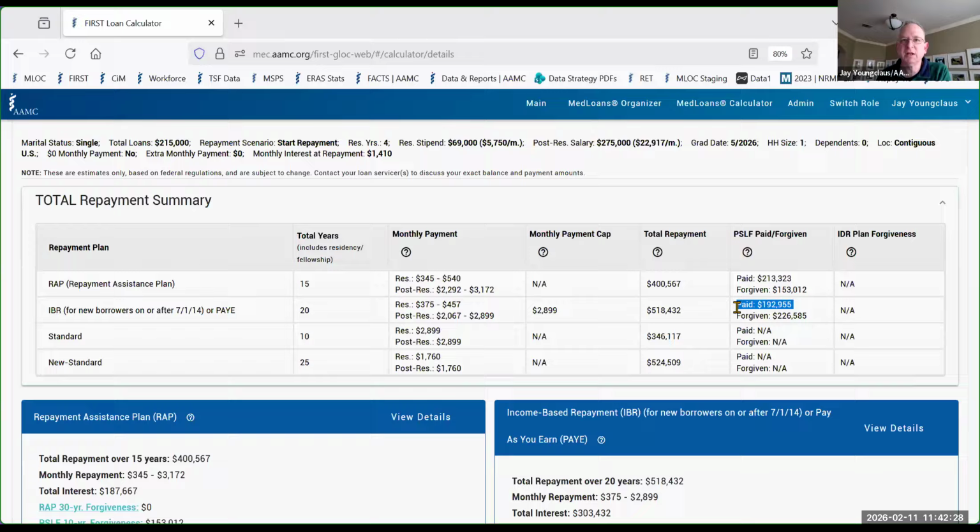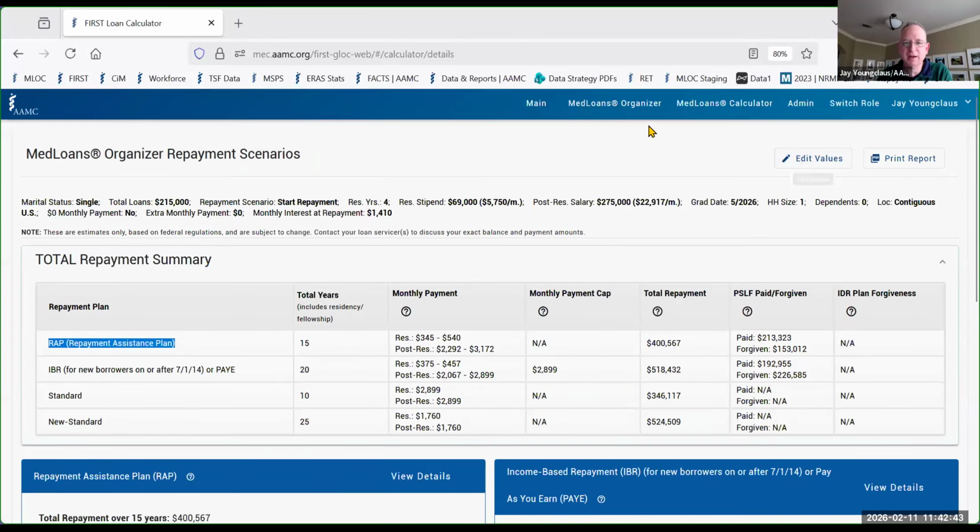But what I just said is probably not as relevant to you, and you really would want to focus in on RAP. So that was a kind of a deep dive on these two plans because we're at that point in the calculator where it makes sense. But now I'm going to stop and pull back, and we'll talk more about general details of MLOC.